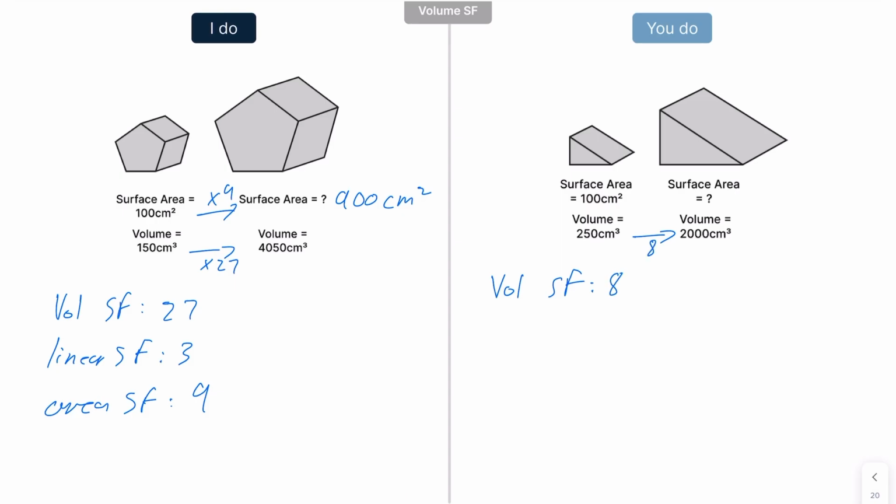So I know now that the linear scale factor is going to be 2. And again, the only reason we're finding the linear one is because it's just easier to go down to. Now that we have the linear, all we need to do is square it to get the area one. So the area scale factor is 4. This is what we're really interested in, that 4, because we need the area scale factor to get that. So that is going to be that times 4, and that gives me 400 centimeters squared.